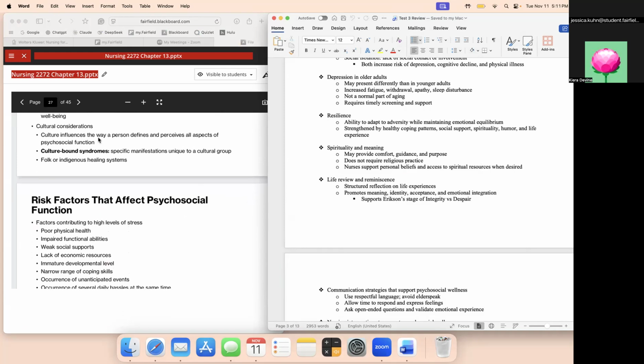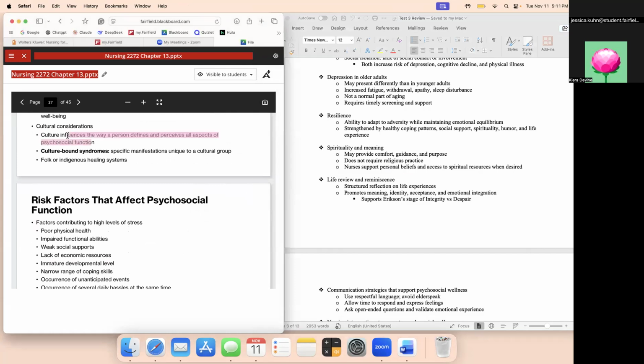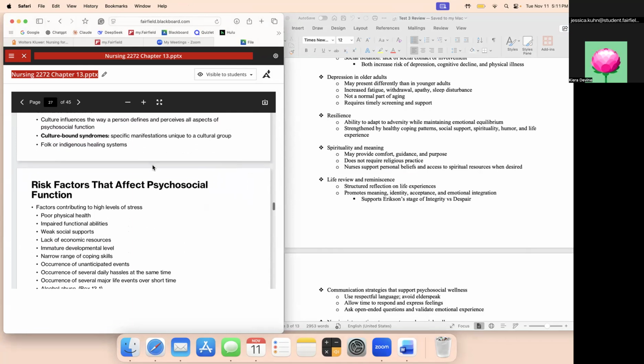Cultural considerations: the cultural influences are just the way that people perceive everything. Culture-bound syndromes, specific manifestations, and then folk or indigenous healing systems. That's an example of how some people might deal with aging in a cultural sense.